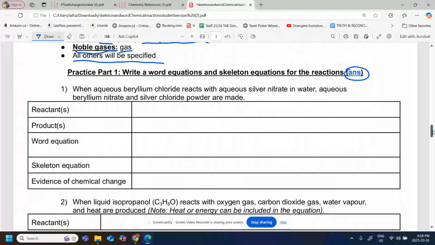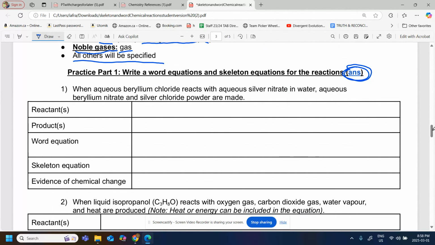In this video, we're going to do some practice problems relating to word and skeleton equations. The answer keys can be found here, or you can watch the video to make sure you understand the concept as well. So we'll start with this first problem here. You should always try the problem yourself first, then come and see the video to assess yourself.